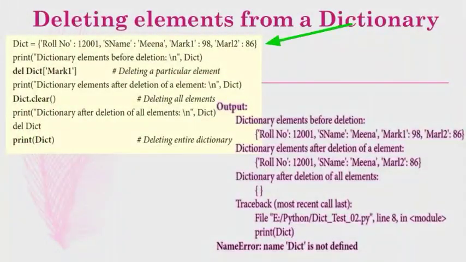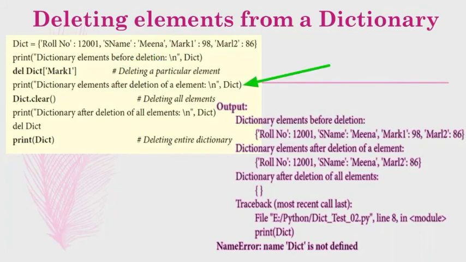Let us see one example. Dictionary is equal to, some elements are given with keys. If you want to print all the elements, write: print dictionary elements before deletion, dictionary. All the elements will be printed on the output screen like this. Next, if you want to delete a particular element, which means if you want to delete mark 1: 98, you have to write like this: del dictionary, DICT is the dictionary name. Next, mark 1, that is the key of 98. The 98 value will be deleted from the dictionary.